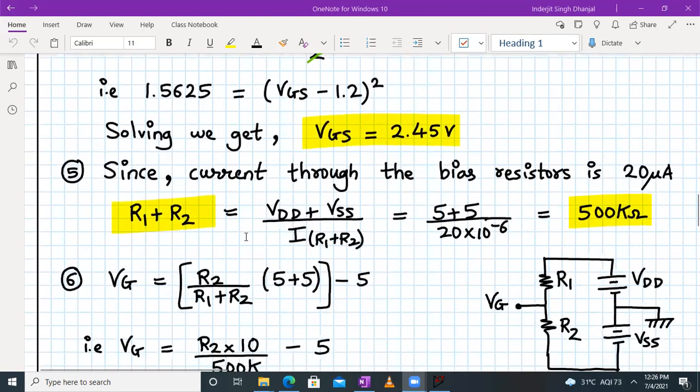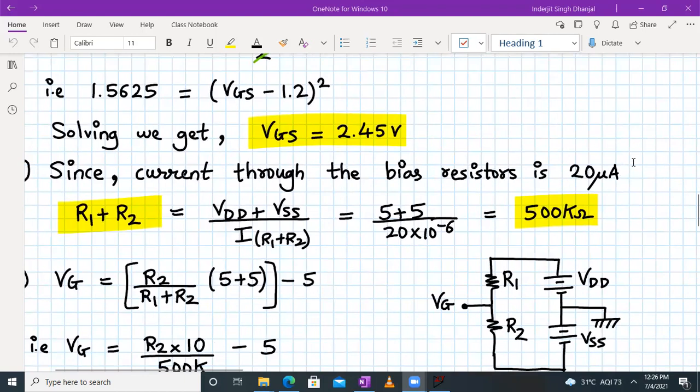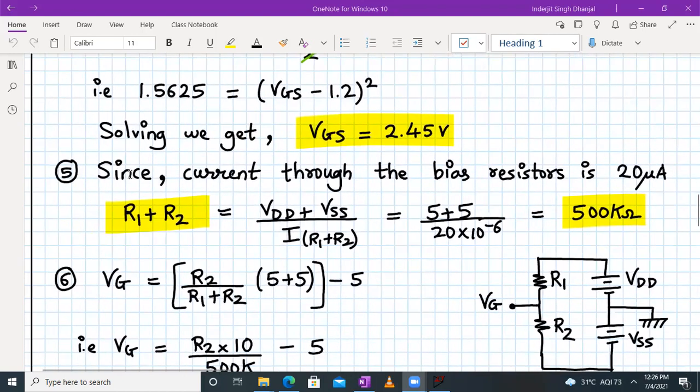Now, since the current through the bias resistors is 20 microamperes, we can say that R1 plus R2 is equal to VDD plus VSS divided by the current flowing through both the resistors, which is 20 microamperes. So 10 divided by 20 microamperes will give us 500 kilo ohms. That means indirectly they are saying that R1 plus R2 has to be equal to 500 kilo ohms.